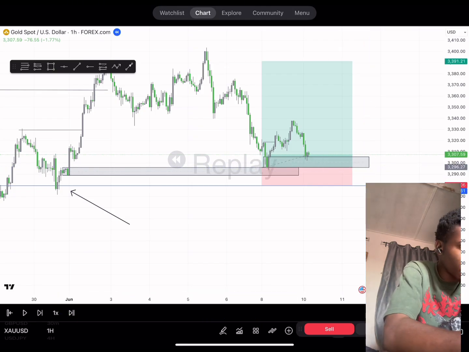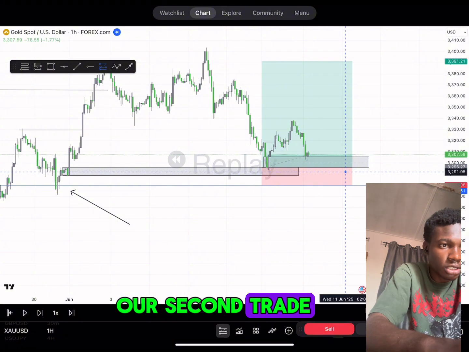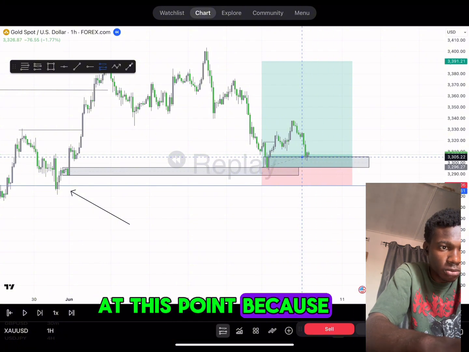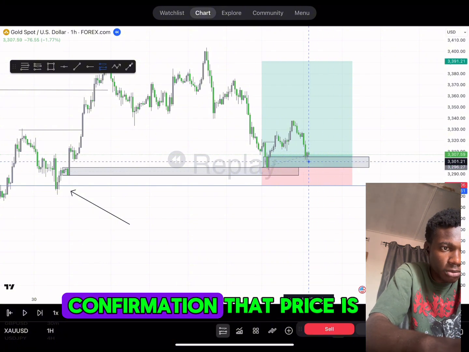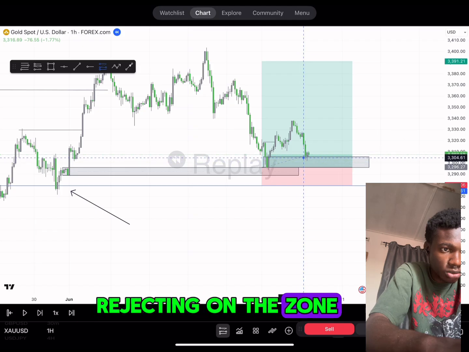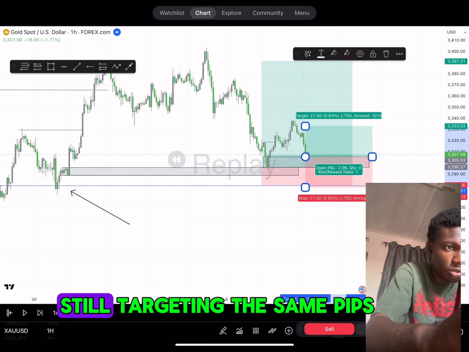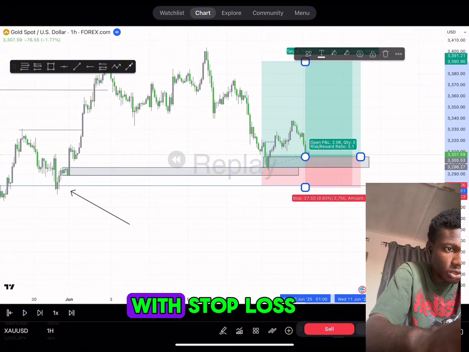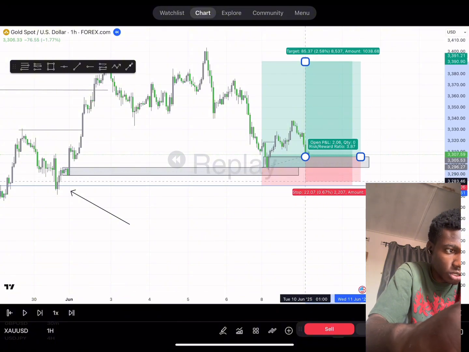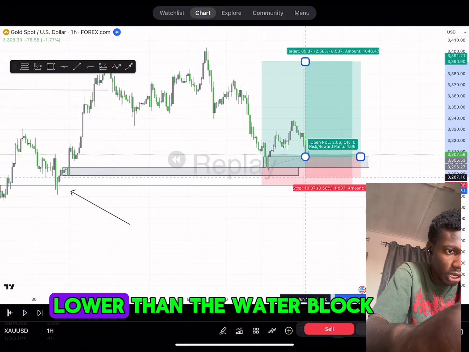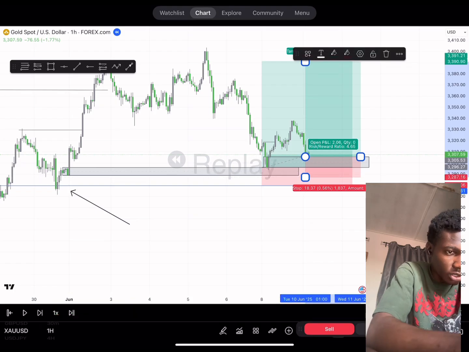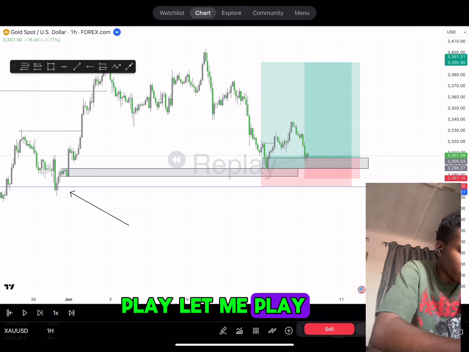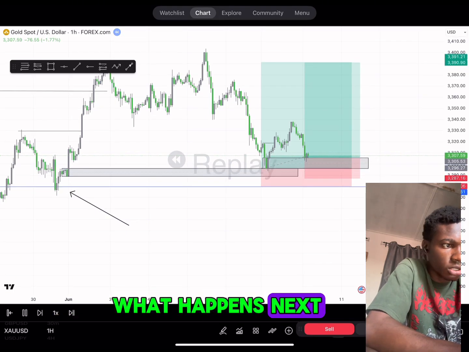Then I'll enter my second trade at this point, because this is a clear confirmation that price is rejecting on this zone. So I'll enter again, still targeting the same pips, with a stop loss lower than the other block. So let me play the video and see what happens next.